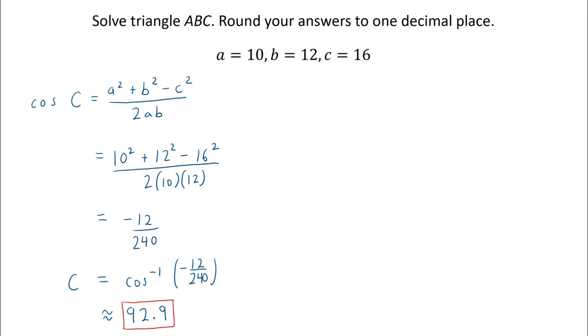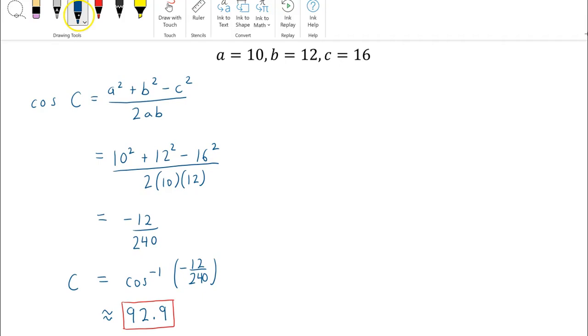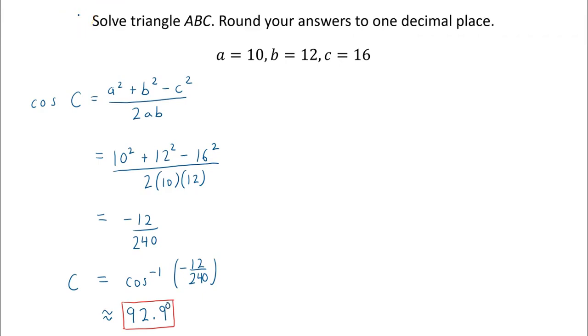When we round to one decimal place, like we're told in our directions, we get that C is approximately 92.9 degrees. And I'm going to put a degree symbol right there, 92.9 degrees. Now from here, we can choose to either use the law of sines or the law of cosines to find the measures for the remaining two angles.